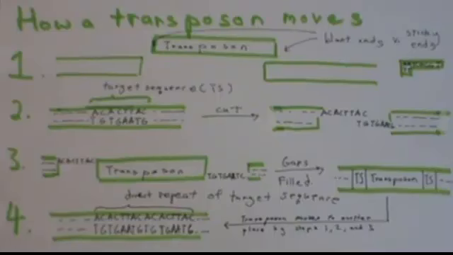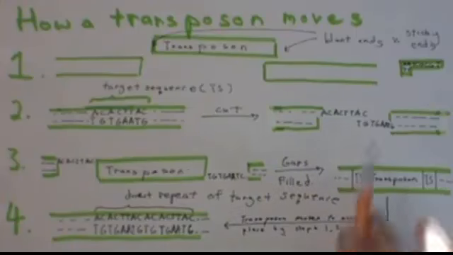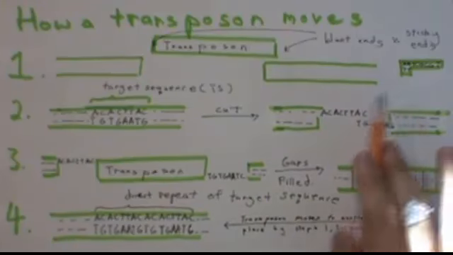Now, since we know the structure of a transposon, let's see how it moves. Step 1. Transposase recognizes the transposon's terminal inverted repeats and proceeds to cut the transposon at both ends with blunt ends. These ends are called blunt ends in comparison to the staggered or sticky ends that have unpaired bases at the ends, as shown here.